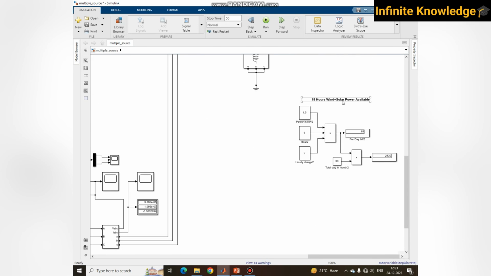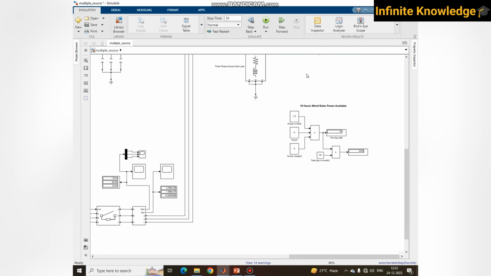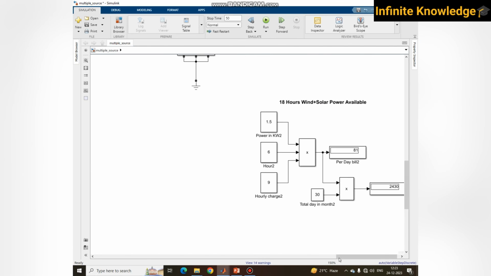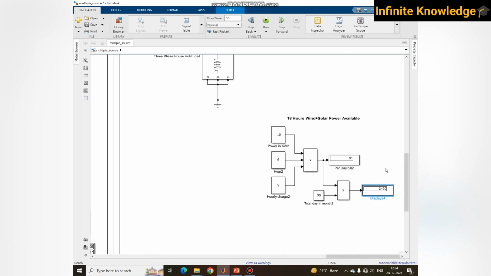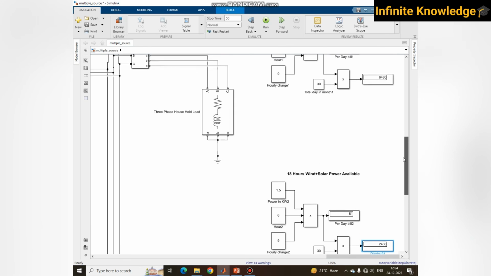Now just consider solar and wind. Both are available for 18 hours per day. So for the remaining 6 hours we want to use grid supply. So just 6 hours. So what is the per day bill? It's just 81 rupees, because for 18 hours wind and solar are available, and we are getting supply from that. So finally your electricity bill is reduced to nearly 2500 rupees.